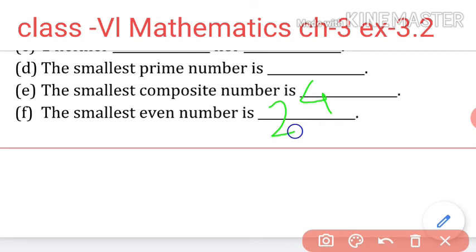Now the smallest even number. What is the smallest even number? 2. So F answer is 2. E is what? 4. And D is what? D is the smallest prime number. What is the smallest prime number? 2. So D answer is also 2.